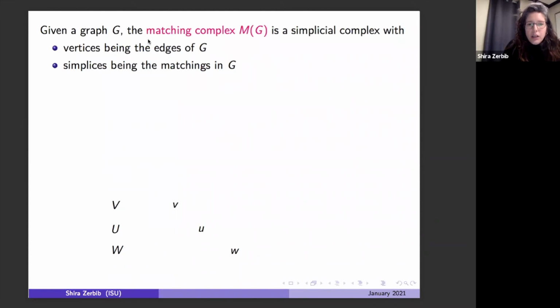So given a graph G, the matching complex M of G is a simplicial complex with vertices being the edges of the graph, and the simplices are the matchings in the graph. So clearly this is a simplicial complex because it is closed down.